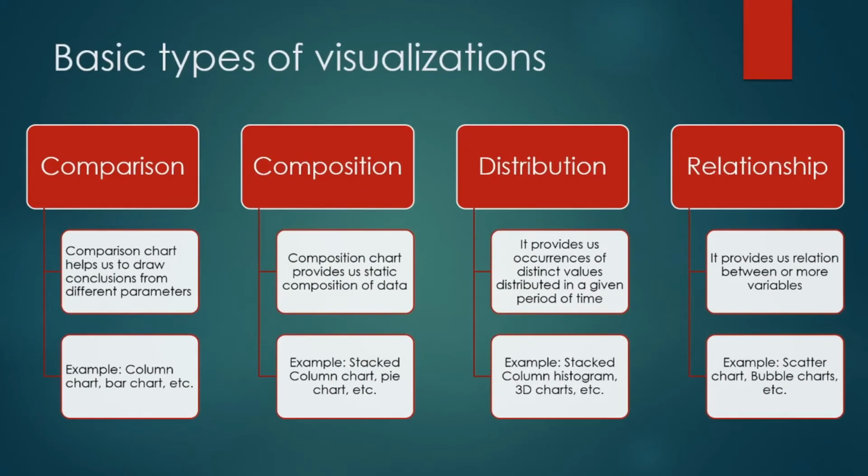Before we start a practical approach, let us understand various basic types of visualizations. Here we are able to observe 4 types of visualizations, which will help us to select graphical representation according to our requirement. Comparison. Comparison charts help us to draw conclusions from the different parameters. For example, we can compare age and experience and draw conclusions. Here we can use column chart, bar chart, etc.